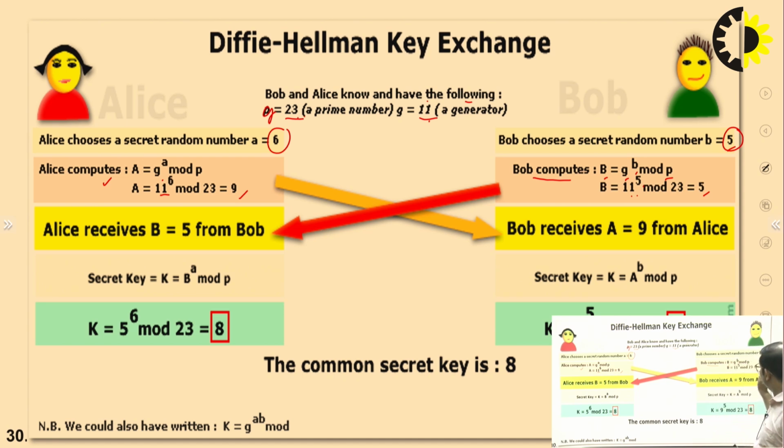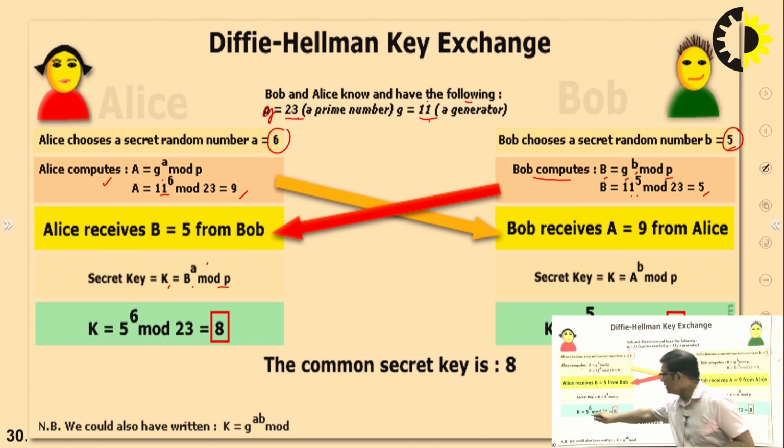Then this number and this number are exchanged between these two parties, not the actual numbers. So this 5 has been received by Alice, and this 9 has been received by Bob. So Bob receives 9 while Alice receives 5. Now the secret key. Secret key is equal to B to the power A mod P. There is another formula, a secret key which we can use for encryption.